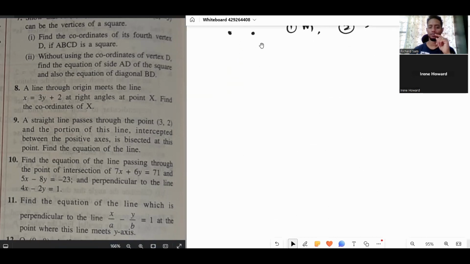First thing, you draw the diagram. There is one line like this, there's another line like this, both perpendicular to each other, and they meet at this point, x. Find the coordinates of x.